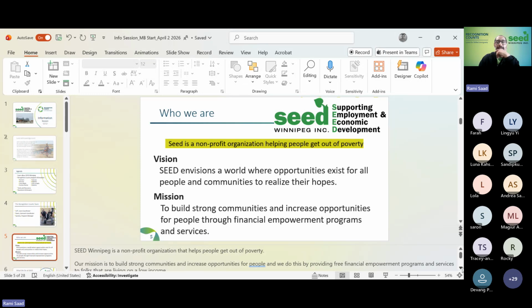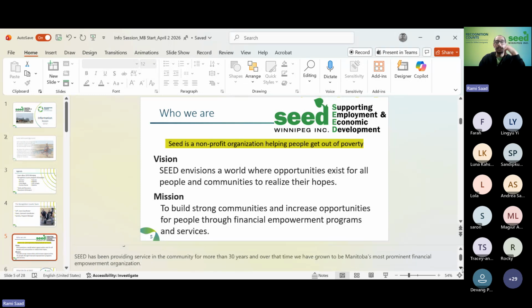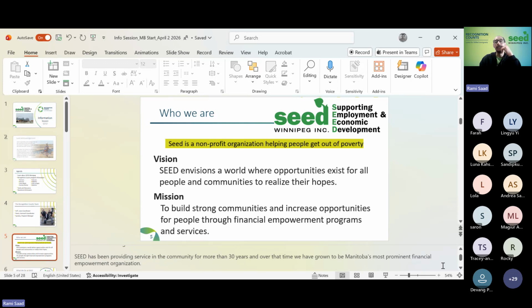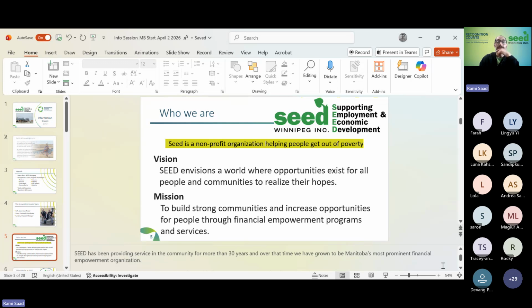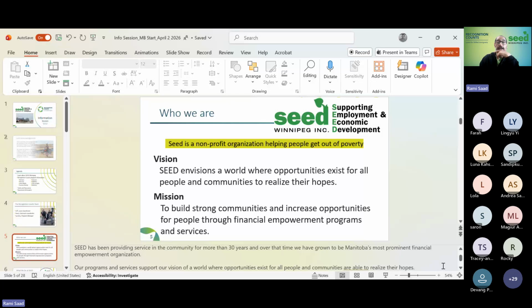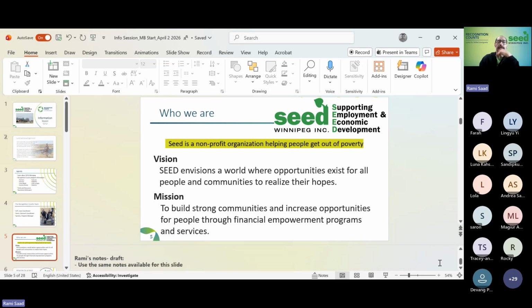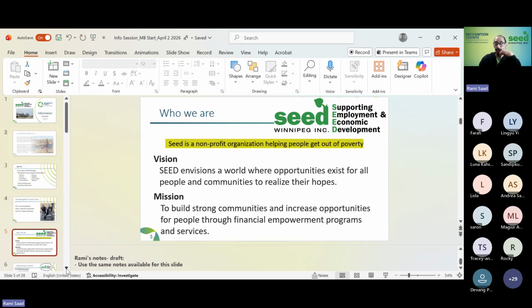Our mission and vision is to try and help people feel financially empowered, and at the same time they can find opportunities to help them with the living costs, especially if you're on a low income. And SEED Winnipeg has been there for nearly 30 years and more, trying to help all Manitobans with any financial programs that could support them. Our programs and services are free, and you don't need to pay for any of our services.